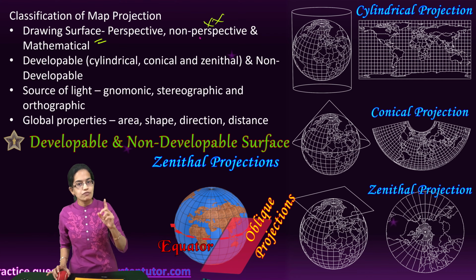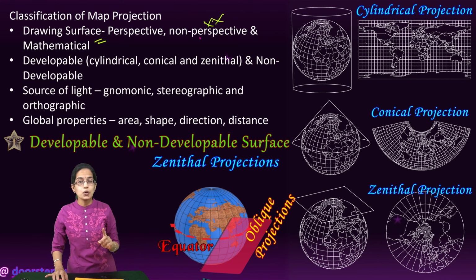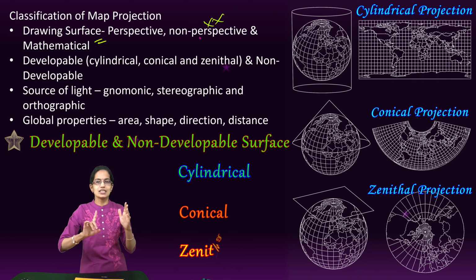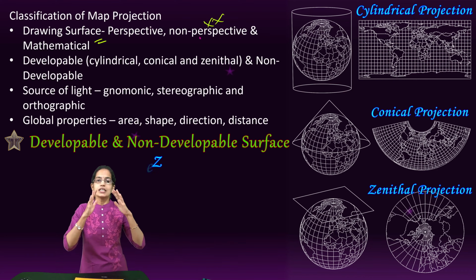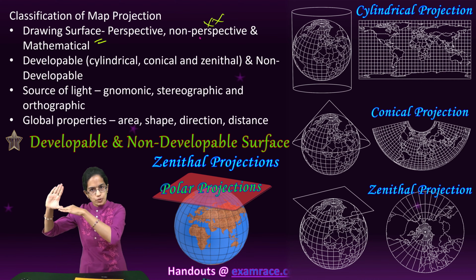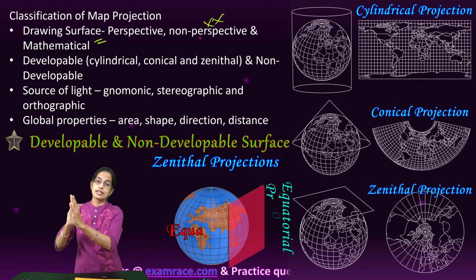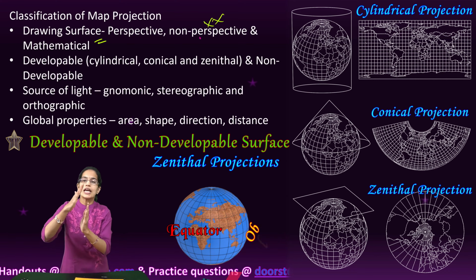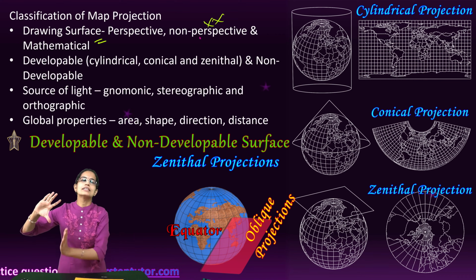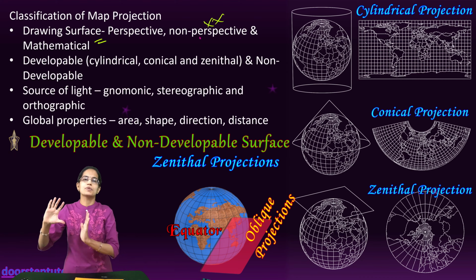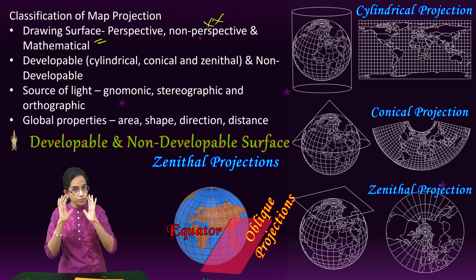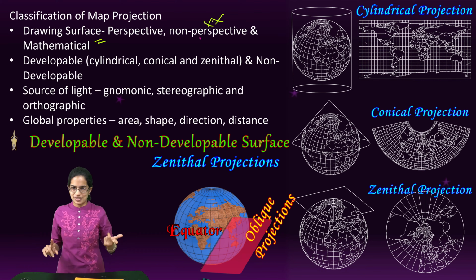So first of all, within the developable surfaces, you have a cylindrical projection, a conical projection, and a zenithal projection. Zenithal projection, if it is on the poles, would be considered a polar projection. If it is on the equator, it would be an equatorial projection. If it is somewhere between equator and pole, it is considered an oblique projection. So those are the important types of projections based on developable surface.